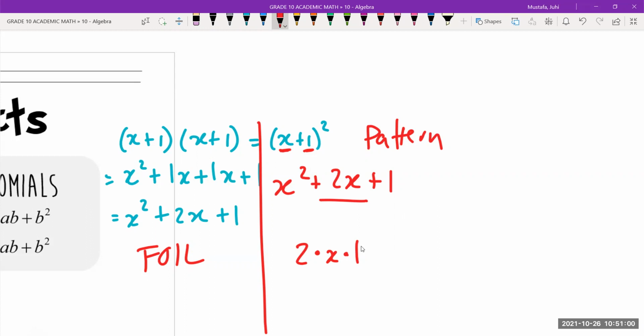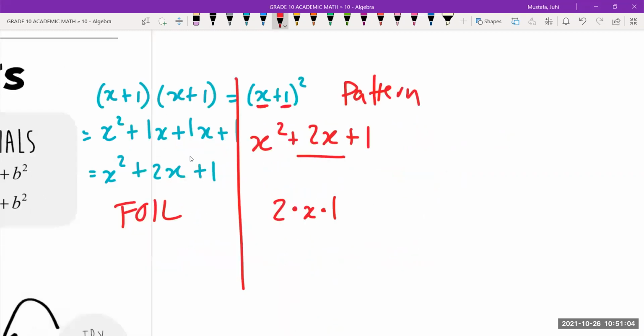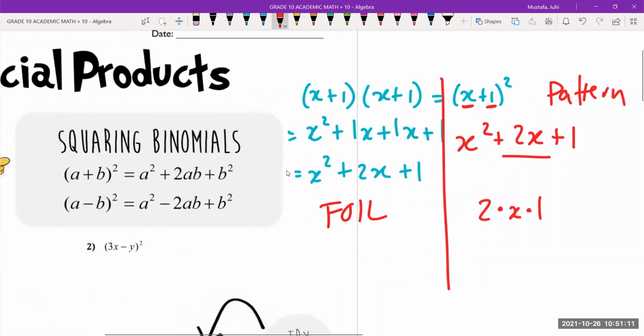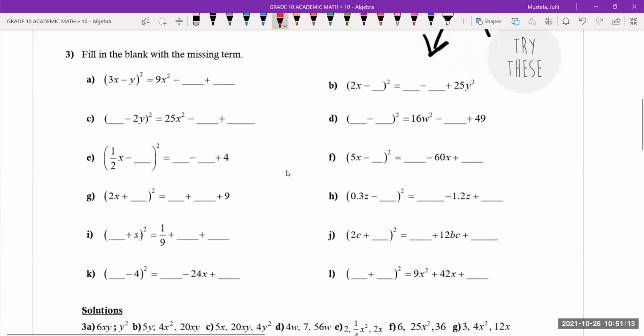What is the point of this? Honestly, there is no point. You can actually just FOIL it and get your answer that way. If you're not comfortable with this pattern, not a big deal, you don't have to. The only time you really have to use the pattern is when I give you questions like this, like the fill in the blank questions that you see.